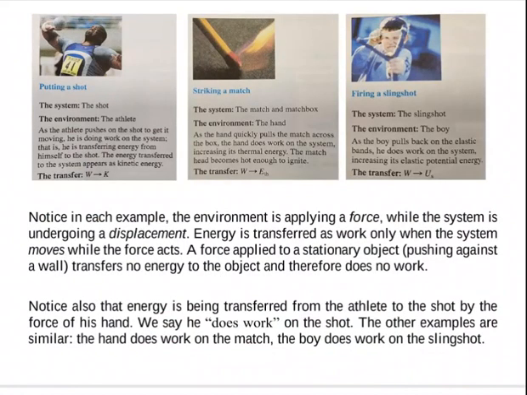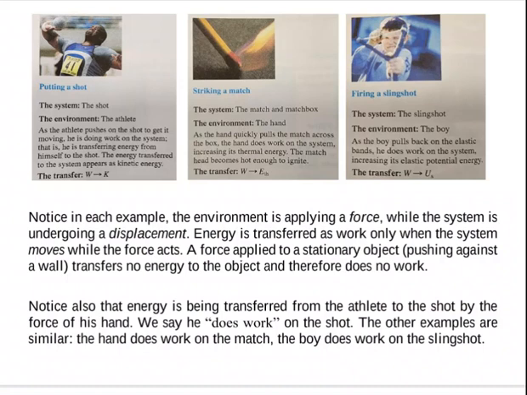We have this guy throwing a shot put. The shot is the system. The environment then is the athlete. As the athlete pushes on the shot to get it moving, he's doing work on the system. He is pushing the shot, doing work on it. He's transferring energy from himself to the shot. The energy transferred to the system appears as kinetic energy. The transfer is W, work, becomes kinetic energy.